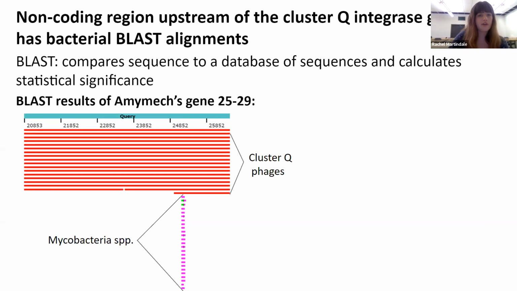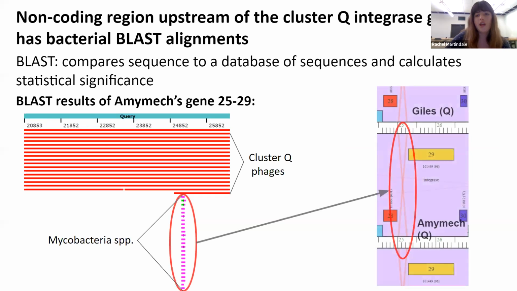And when we narrowed down exactly where those nucleotides were, we saw that it actually corresponds exactly to that non-coding region upstream of the integrase. So this sort of suggested to us that this might be the site of recombination when cluster Q phages integrate their DNA into bacterial DNA.